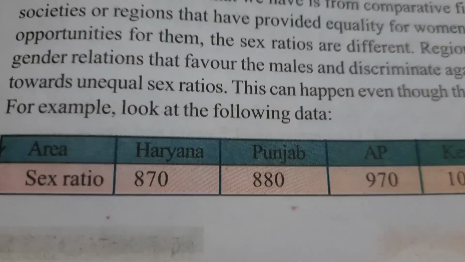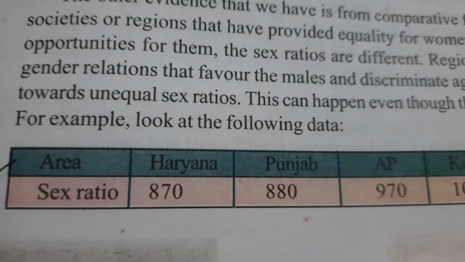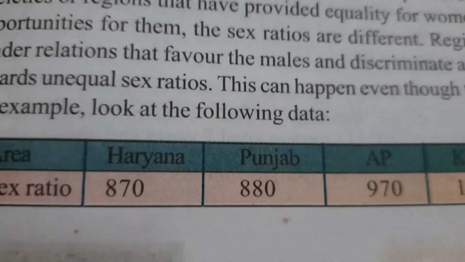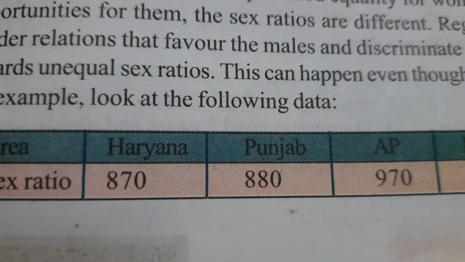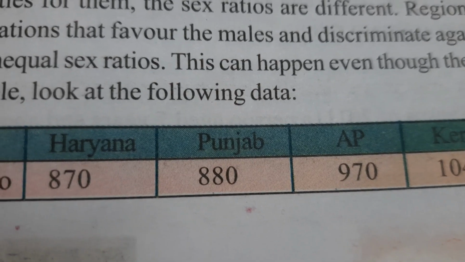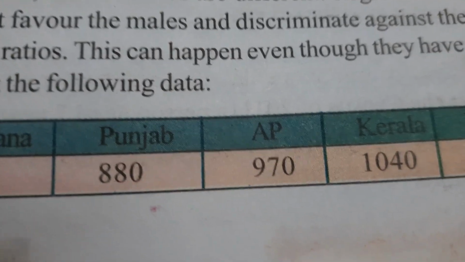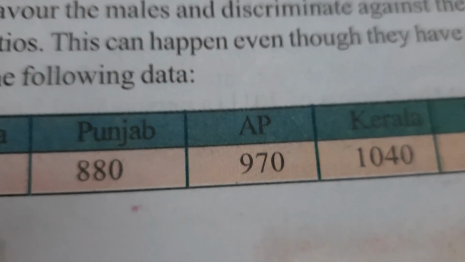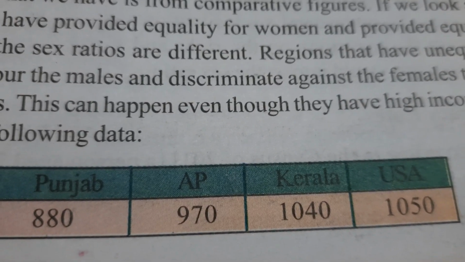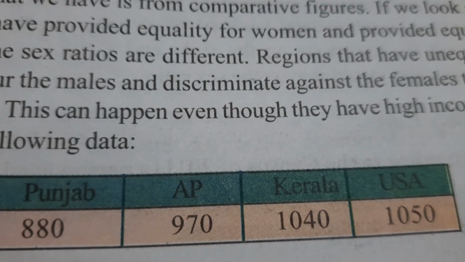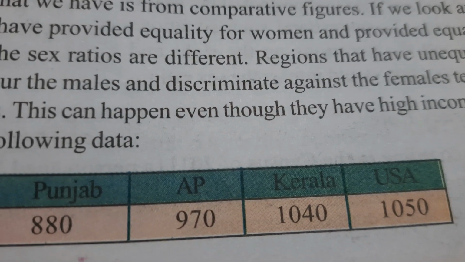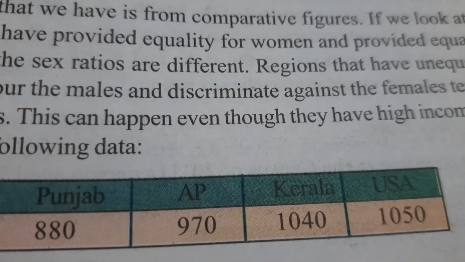Now see the table, children. Area and sex ratio have been given. Haryana: per 1000 males, only 870 females are there. Punjab: per 1000 males, only 880 females are there. In Andhra Pradesh, per 1000 males, 970 females are there. In Kerala, per 1000 males, there are 1040 females. The sex ratio is positive. It shows that Kerala is a very developed state.